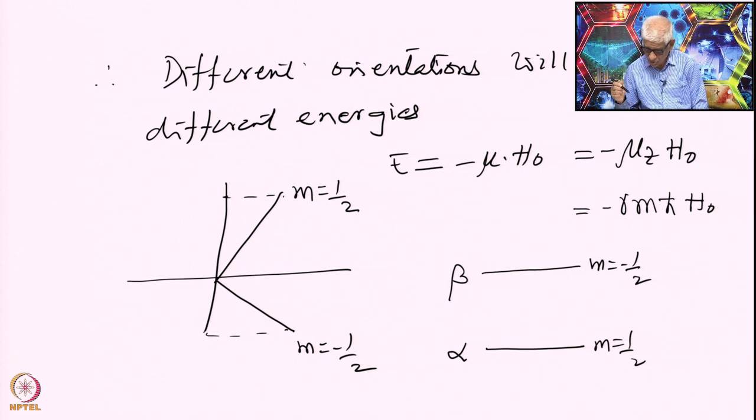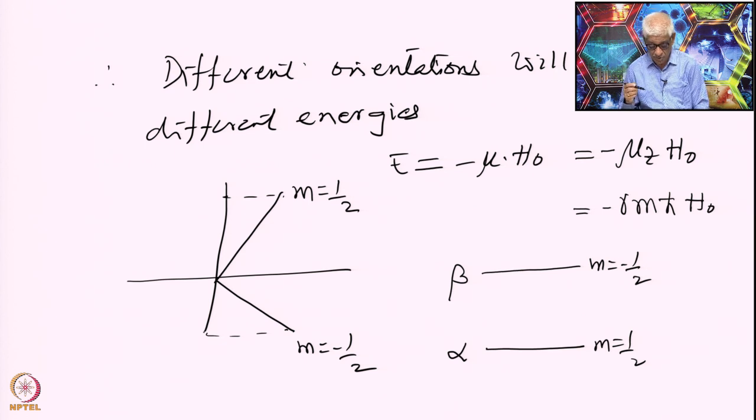Okay. Now, this is so far as the z component is concerned. However, what about the orientation in space? The orientation in space, when it is not only two dimensional, it is three dimensional. What happened to the x and the y components of the magnetic moments? Do we know them? No, we do not know them. Only the z component is properly defined.